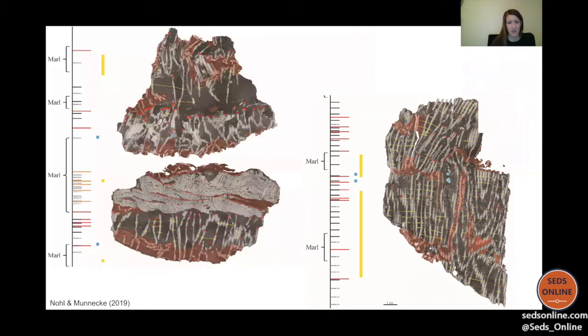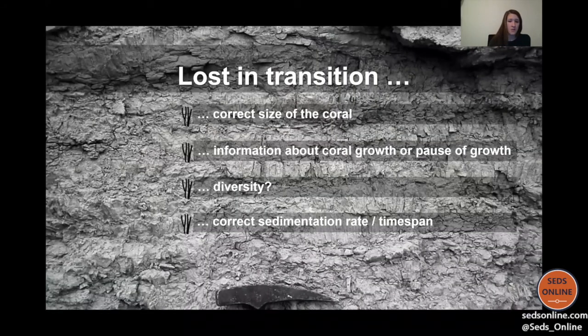Yeah, these are a few limestone marl couplets, but they actually span just about 80 years. So lost in transition is actually the correct size of the coral and information about coral growth or pause of growth, probably about diversity, since again, we do not have any information about aragonitic fossils, and also the correct sedimentation rate and time span.